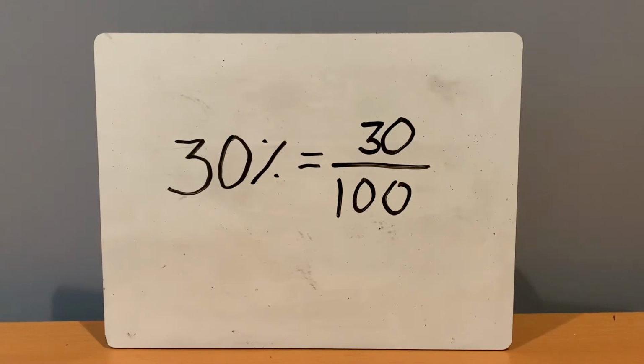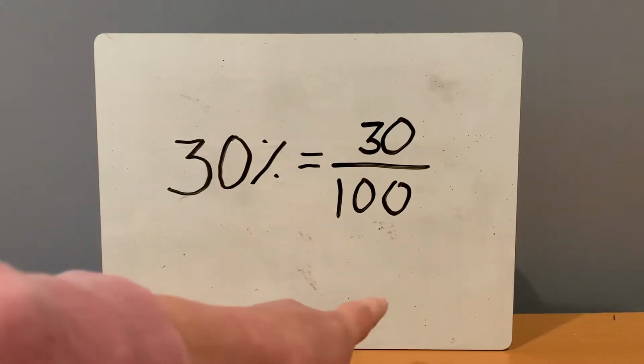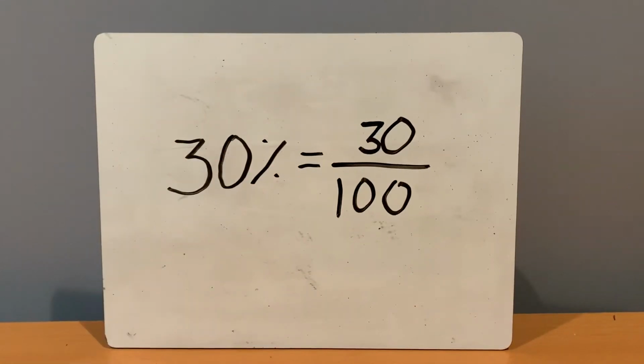Now we know that a percent may be expressed as a fraction with a denominator of 100. So on the whiteboard we have 30%. That can be expressed as 30 over 100. Now a percent may also be regarded as a ratio in which 100 is the total number in the group. We're going to go over that now.